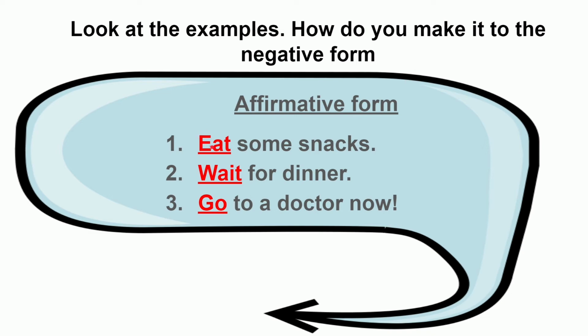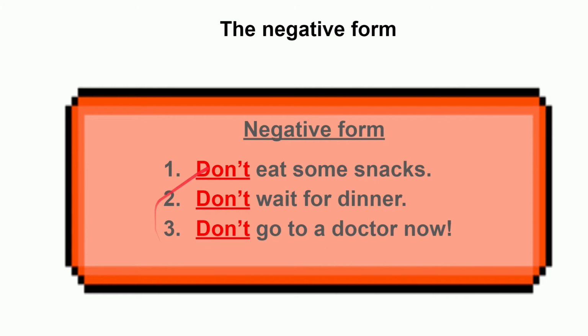Number 1, eat some snacks. 2, wait for dinner. 3, go to a doctor now. How do you make them into negative? The opposite of these 3 sentences. Let's see. You use don't. Number 1, don't eat some snacks. Number 2, don't wait for dinner. Number 3, don't go to a doctor now. As you can see, it is all in the negative form where you use don't.